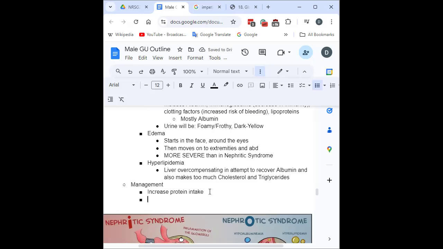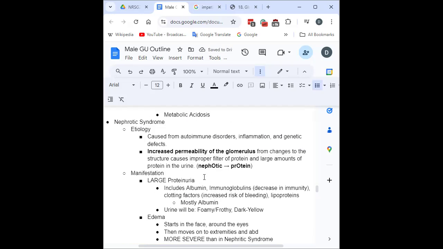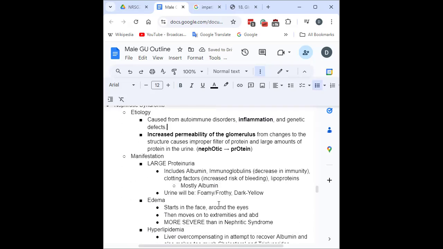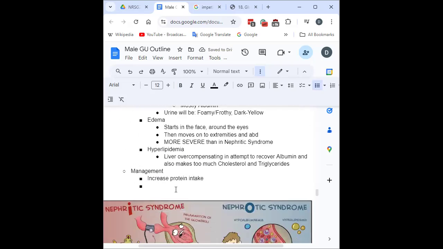Remember that some of the etiology is increased permeability, usually from inflammation and stuff. A lot of these autoimmune conditions cause inflammation. That's a general thing to keep in mind. So if we are going to be having an inflammatory condition, what's a medication you guys can think about that decreases inflammation?